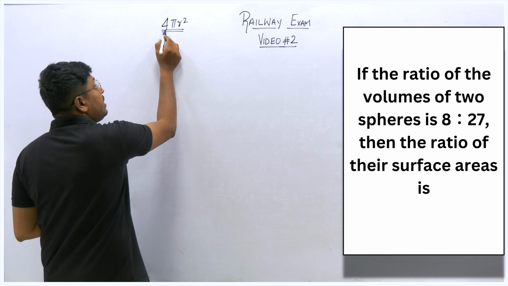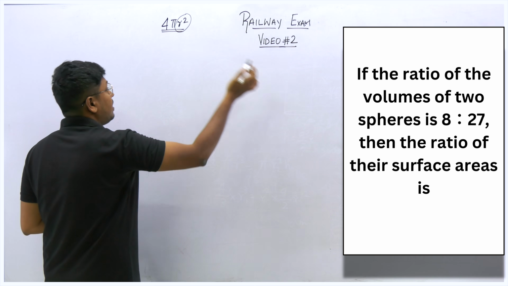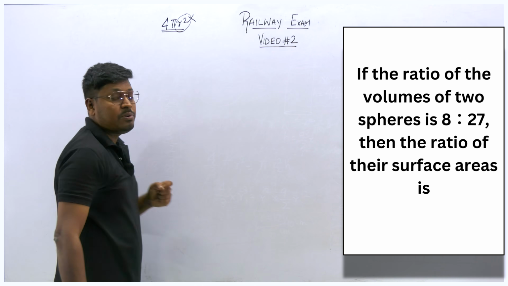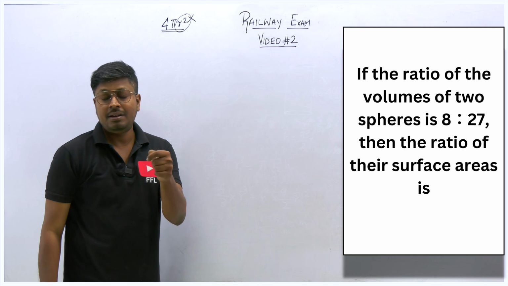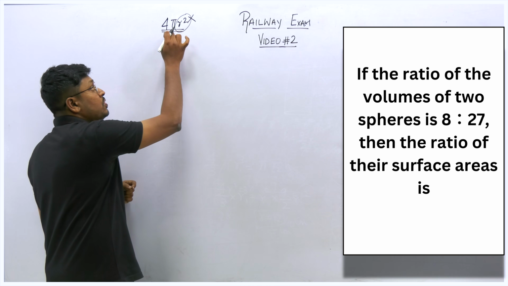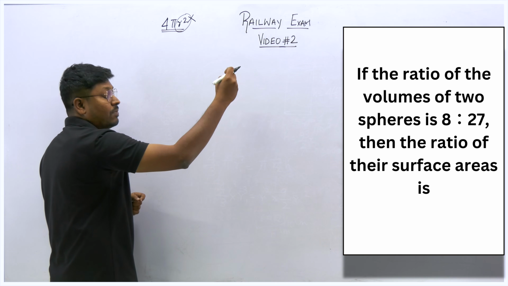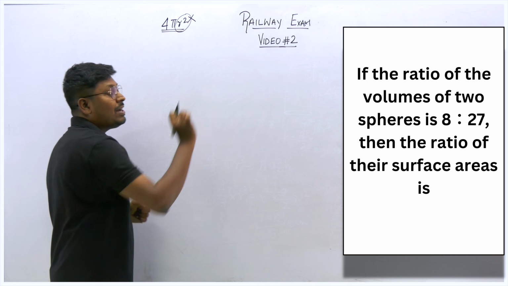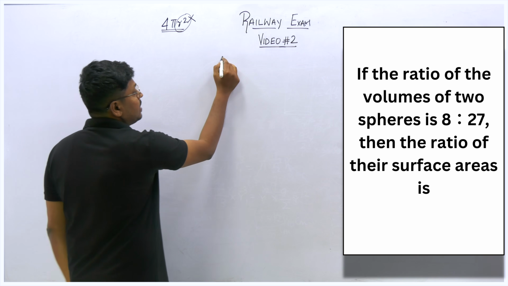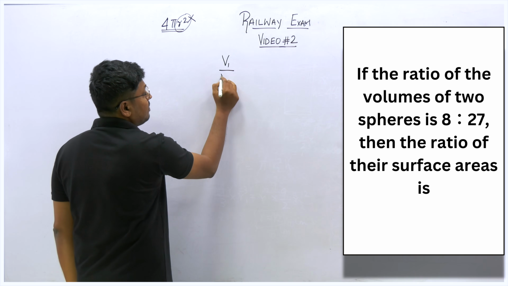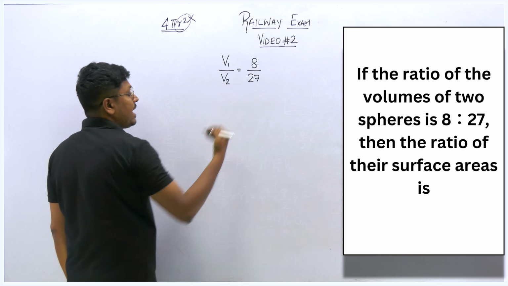But without knowing the radius, which is not given in the question, we cannot find the surface area. So first our target is to find the radius of the sphere, and after finding it, we can substitute it in the formula. They have given 8:27 as the ratio of volumes, so the volume of the first sphere divided by the volume of the second sphere is 8 by 27.